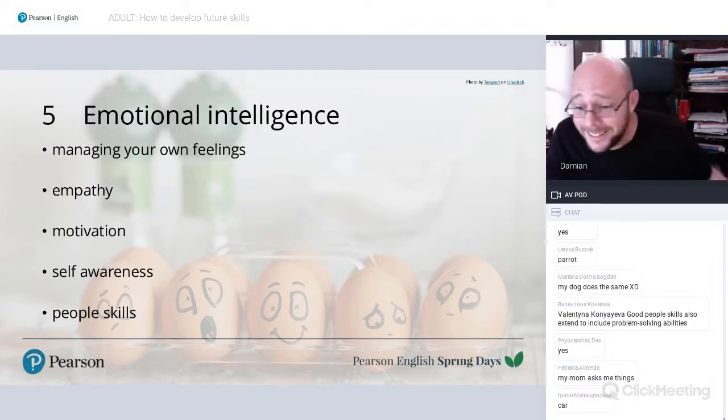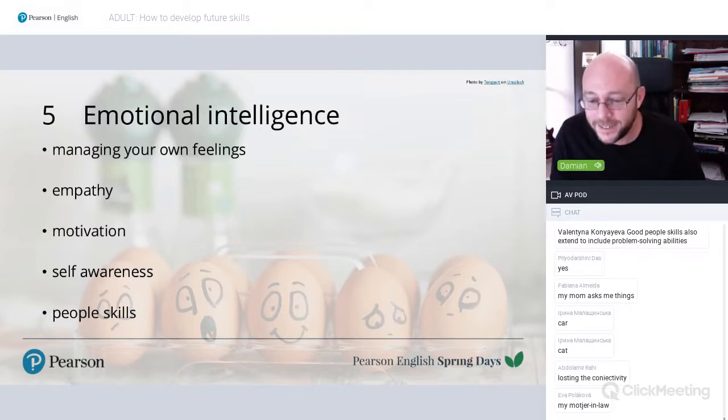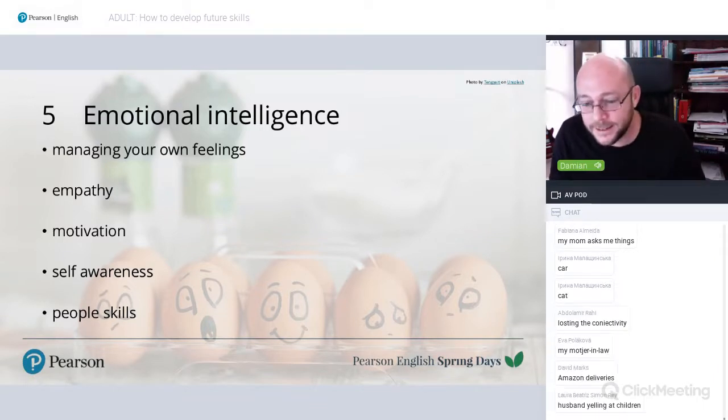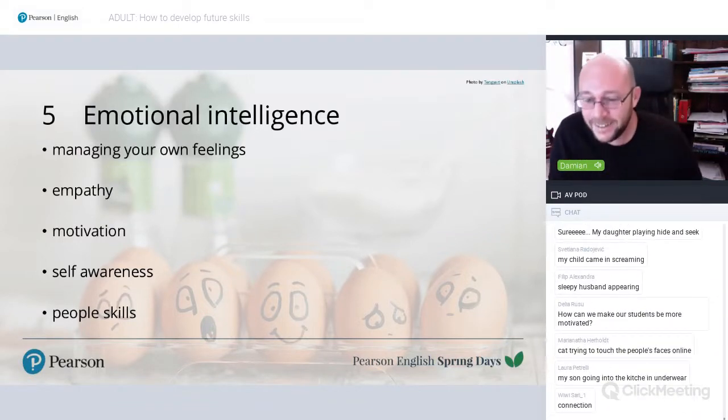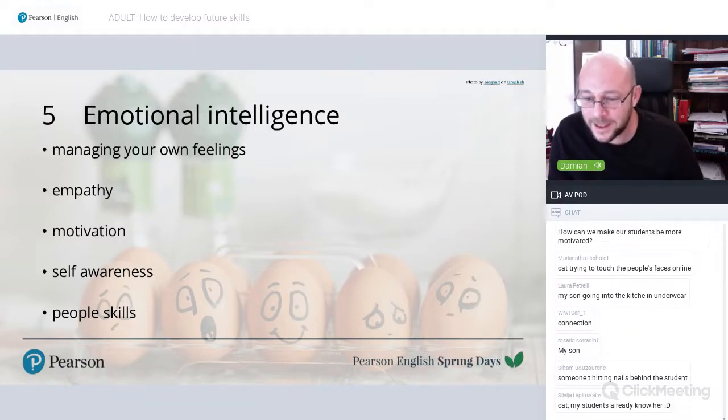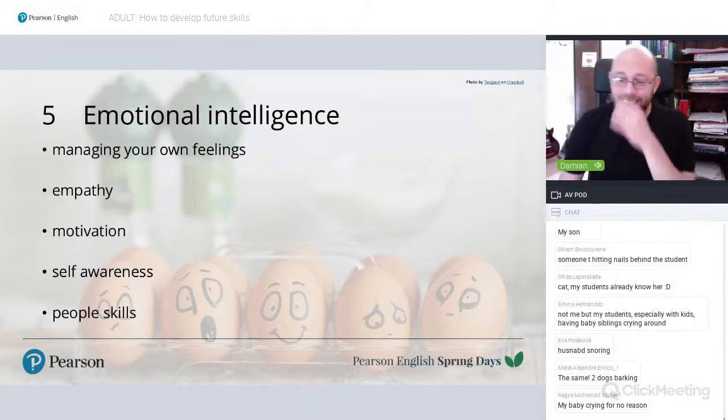Parrot. My mum asks me things, car, connectivity, Amazon deliveries. Child came in screaming. Yeah. Cat trying to touch people's faces. Oh, son going into the kitchen with underwear.